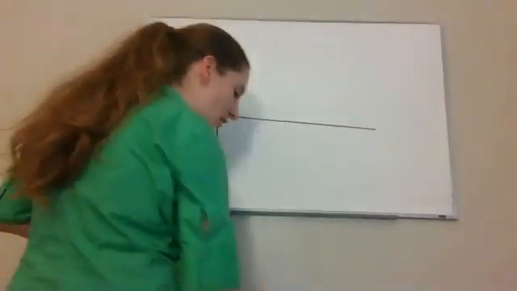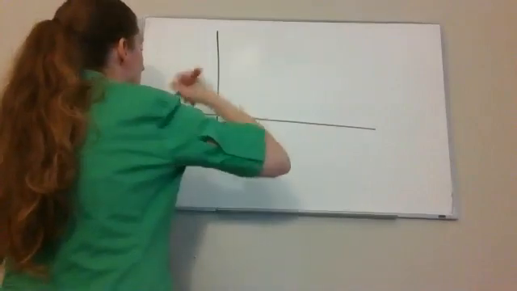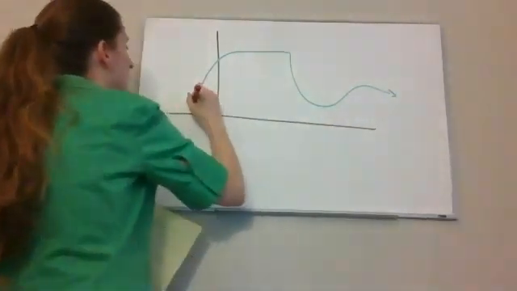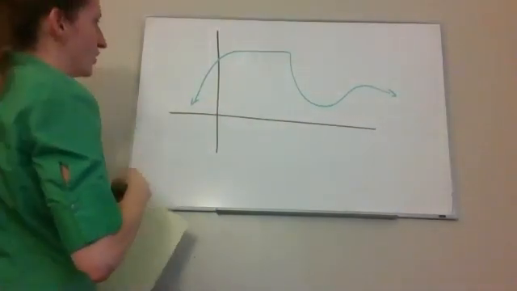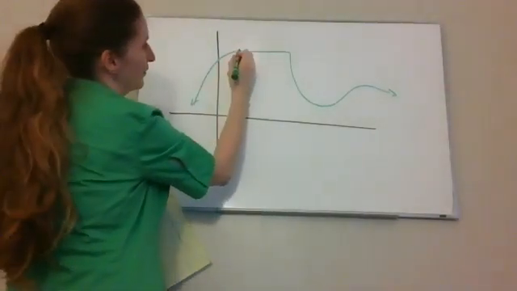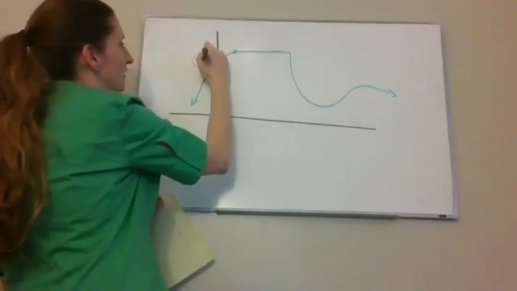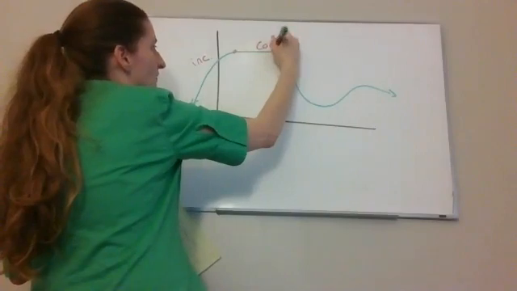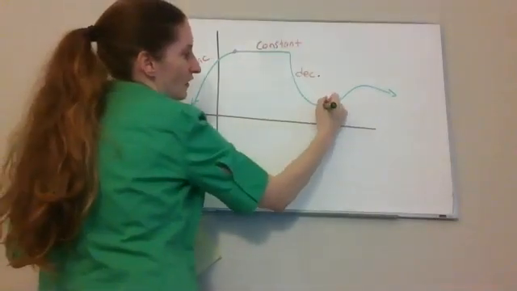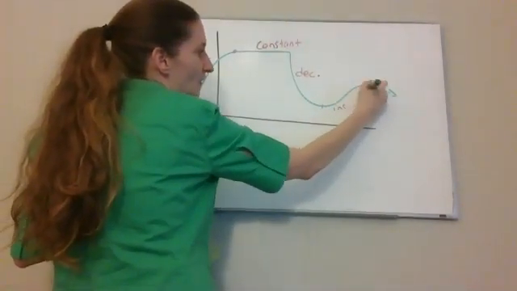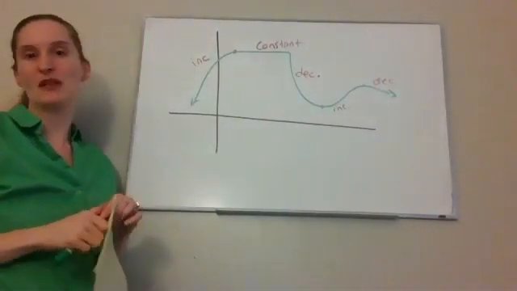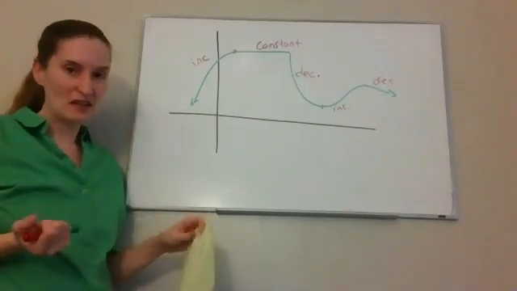So just for example, let me draw a random graph here. We would say that this function here is increasing from all the way on the left side till right around here. Then it's constant. And then it's decreasing. Switches again to increasing and switches back to decreasing. So whenever it's going up, it's increasing. When it goes down, it's decreasing. And when it's flat, it's constant.